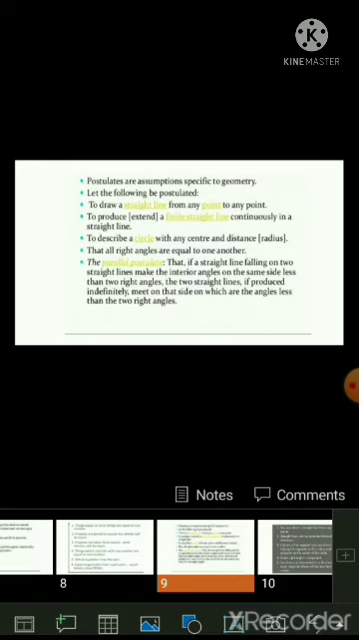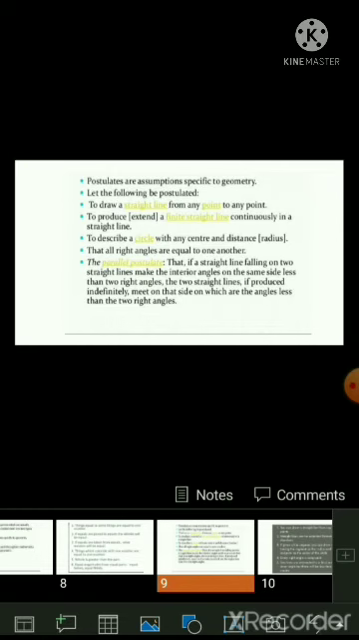Now comes the postulates. Postulates are assumptions specific to geometry. Let the following be postulated: to draw a straight line from any point to any point; to produce a finite straight line continuously in a straight line; to describe a circle with any center and distance; that all right angles are equal to one another.